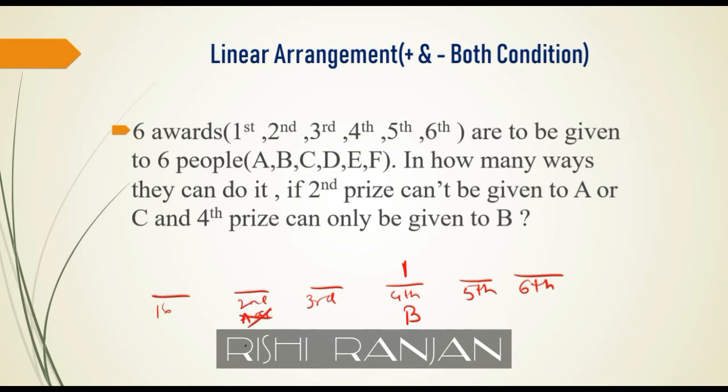So now we are supposed to have B, D, E, F. But out of these four, B is already having the fourth award. So now the second has only three options. Now two awards are already given. Two people have already taken two awards. So for other awards, we have 4, 3, 2, 1 options. That's the answer. As you can see, we started first with the positive condition, then we followed the negative condition, and then we got the correct answer.